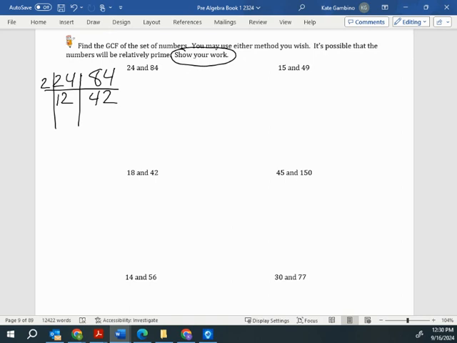Can I pull any number out of 12 and 42? Claire? 2. Another 2, they're both even numbers again. 12 divided by 2 is 6. 42 divided by 2 is 21.